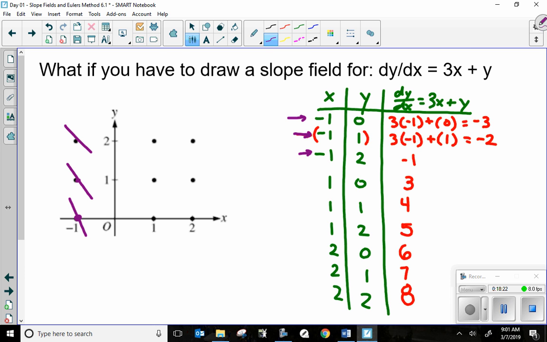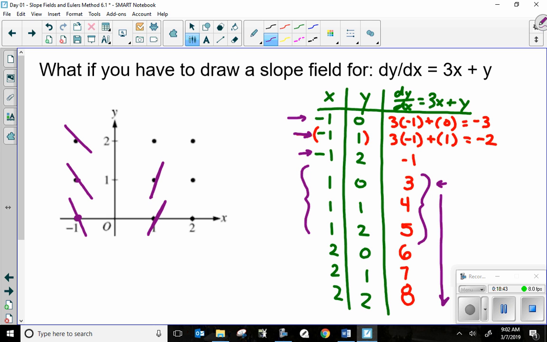And it's still negative. Now, let's go to where x is 1. I'm going to put these slopes here: 3, 4, and 5. You'll notice as I go down, whatever I make my slope, it should get steeper and steeper as I go. So (1, 0) has a slope of 3.